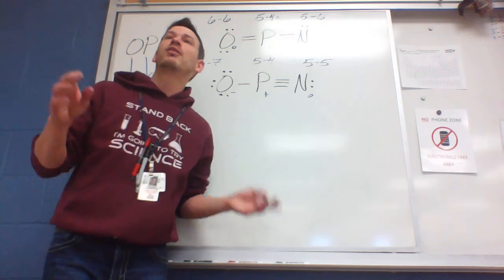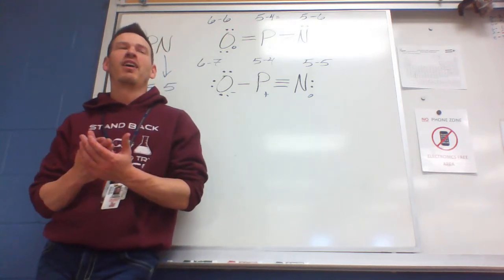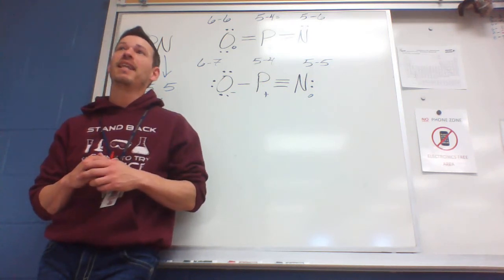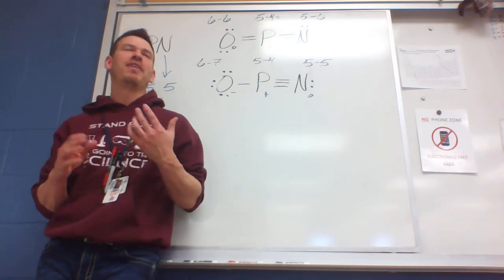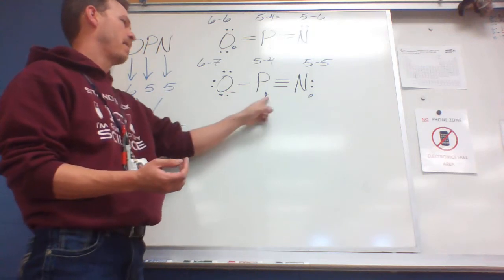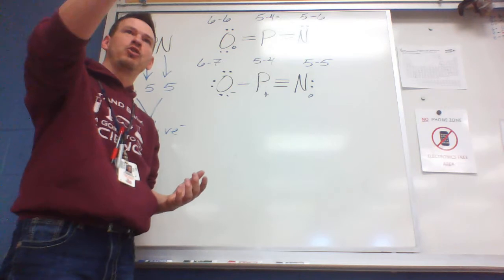All right, so here's the big AP jump, y'all. This structure is better than the first one. This is the one that they would want you to draw. The question is why? If the overall formal charge is 0 for both of them, which you get by adding them up, why do I like structure 2 better?